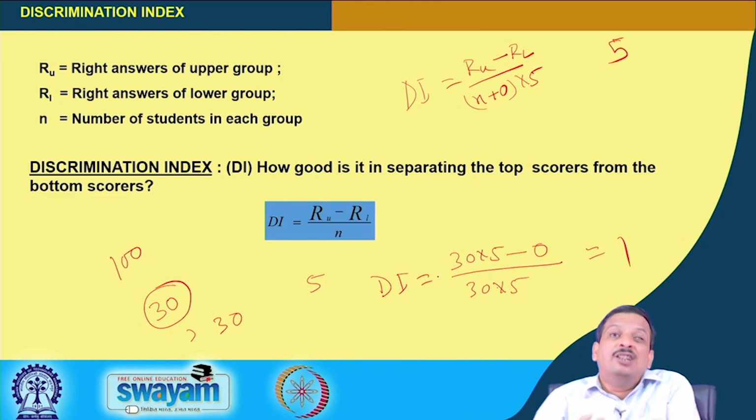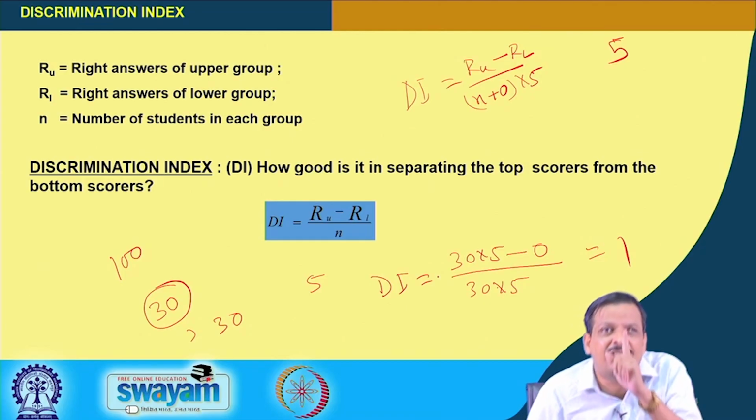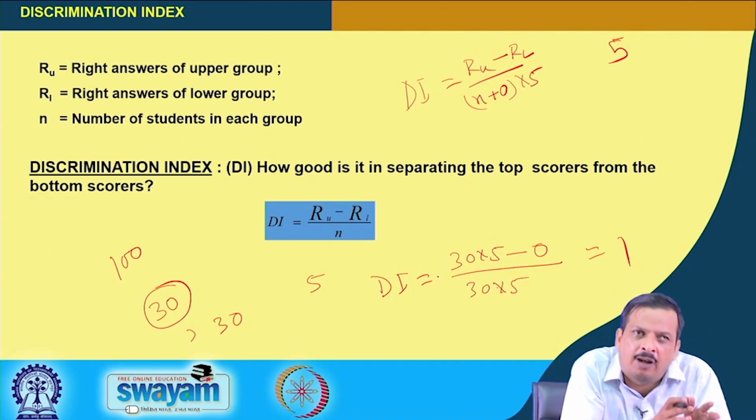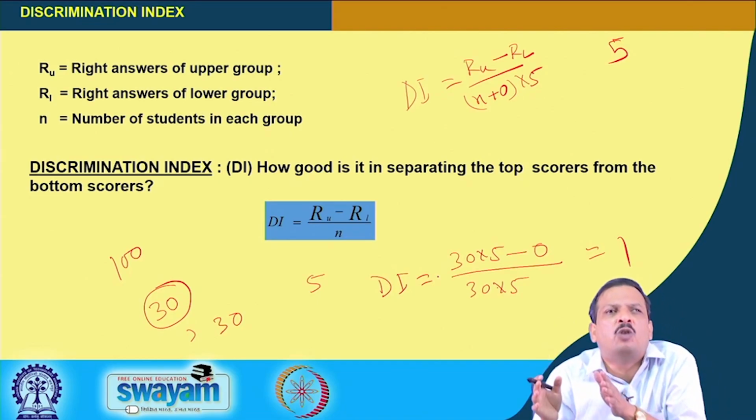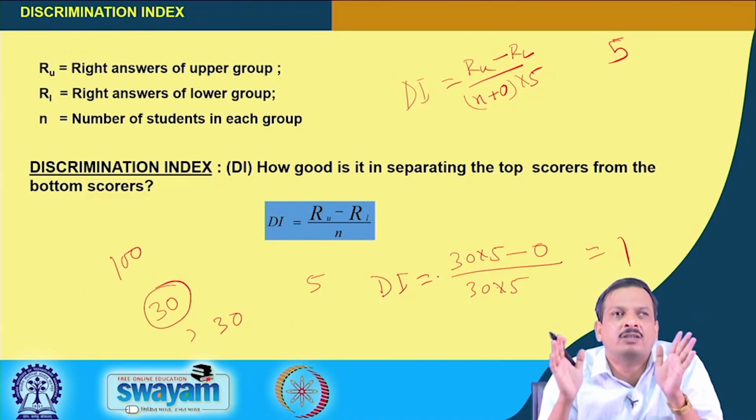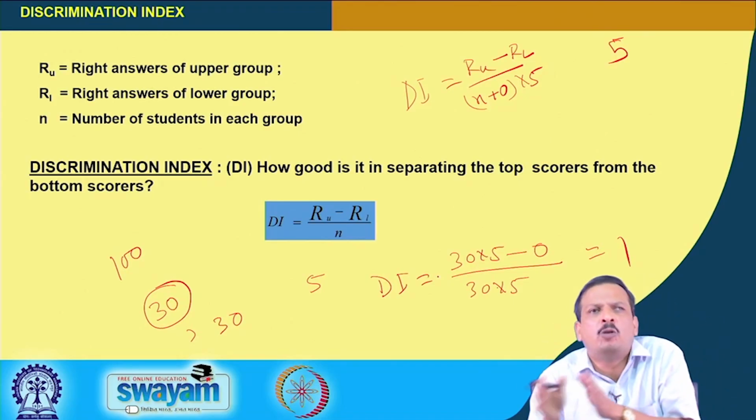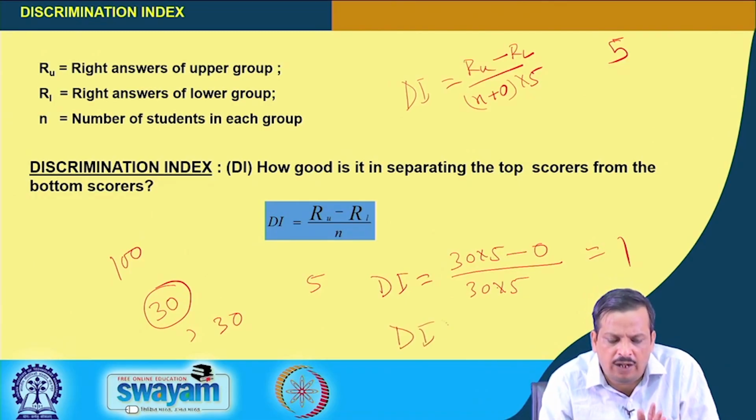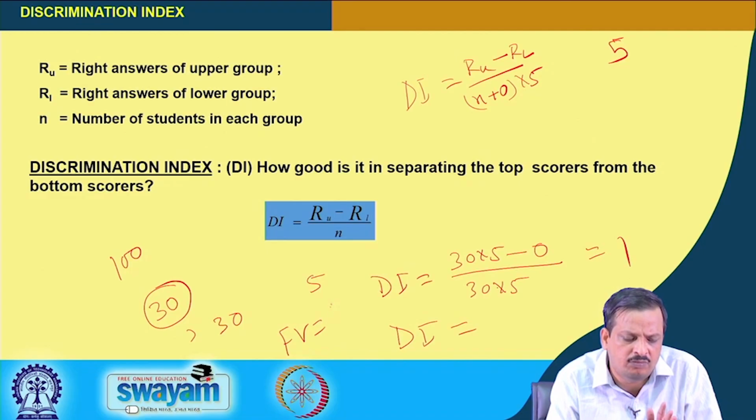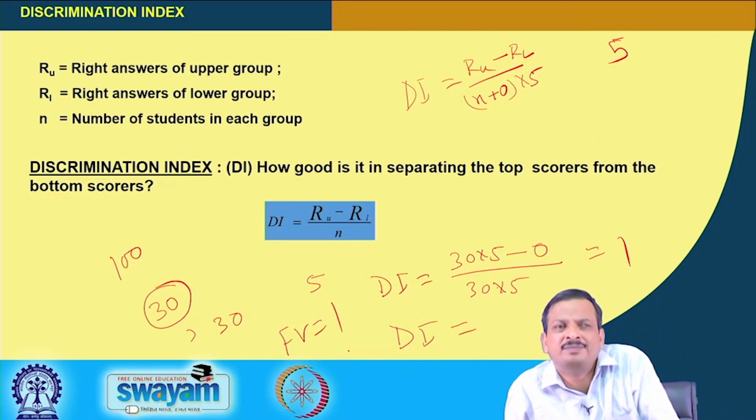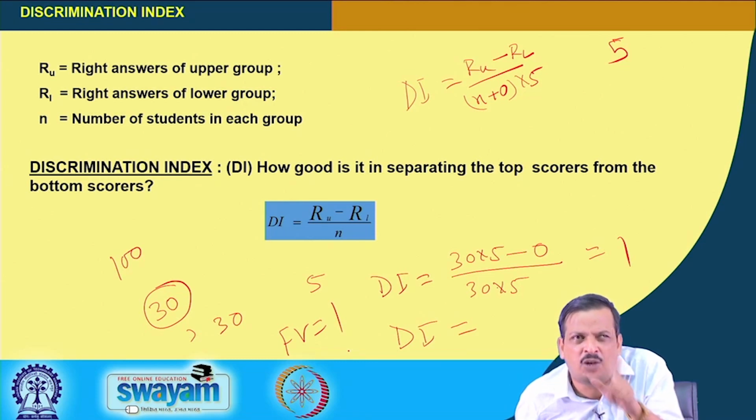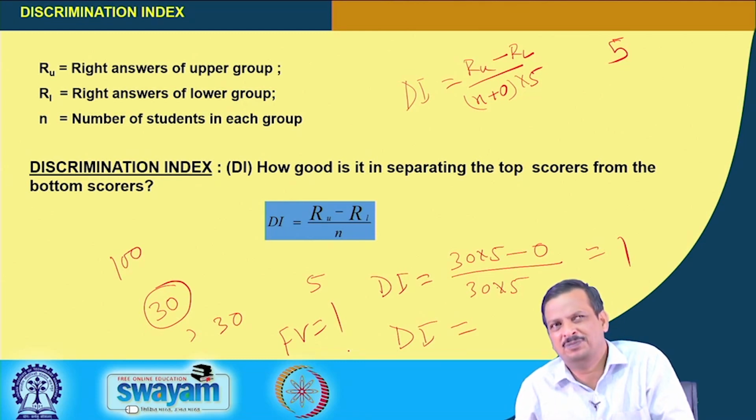Then when will DI be 0? If the facilitation value is 1, that means the marks obtained by the upper group and the lower group are the same, full marks. All upper group and all lower group students get full marks. So, DI will be 0 when the facilitation value FV is equal to 1. There may be a possibility that FV is not 1, but DI may be 0.